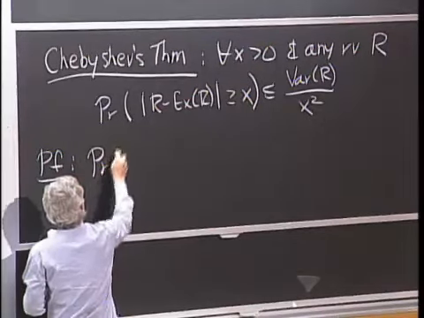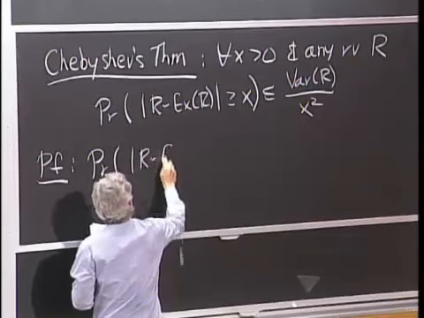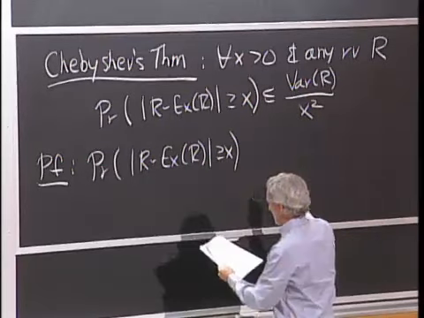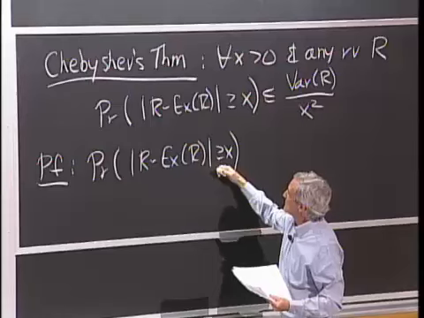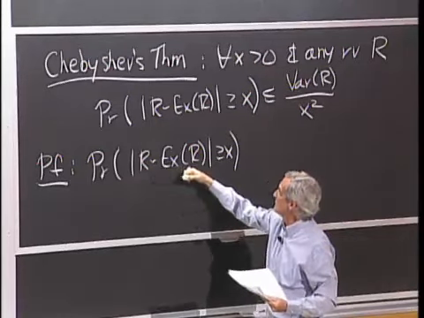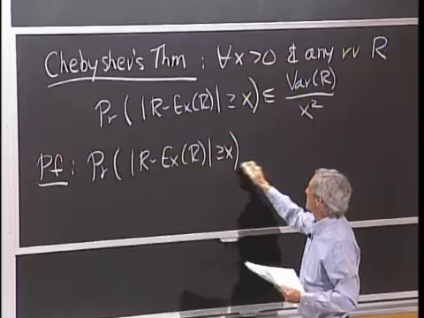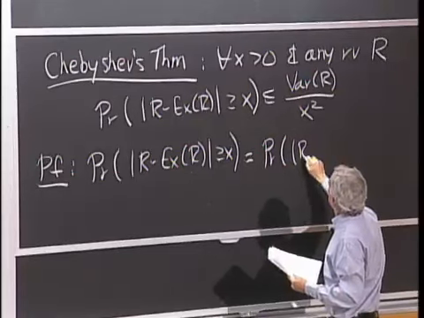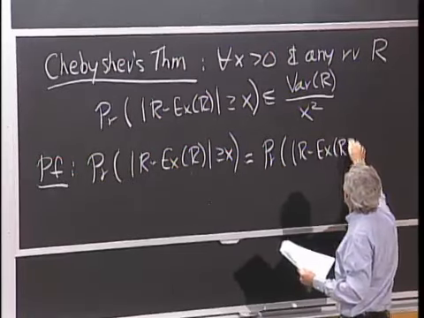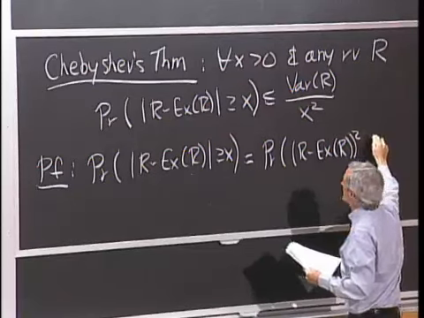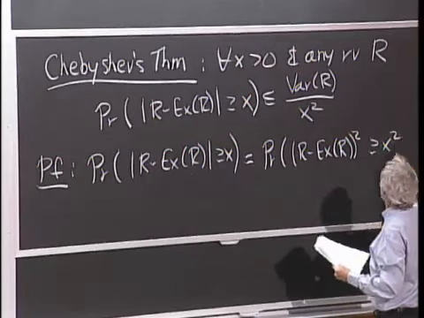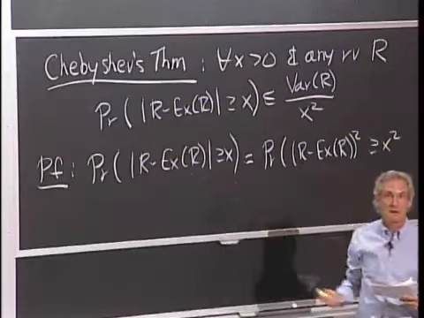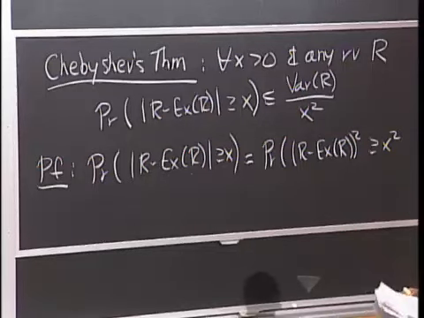Well, the probability that r deviates from its expected value by at least x is the same event, or happens if and only if, r minus expected value squared is at least x squared. I'm just going to square both sides here. Since both sides are positive, I can square both sides and maintain the inequality.